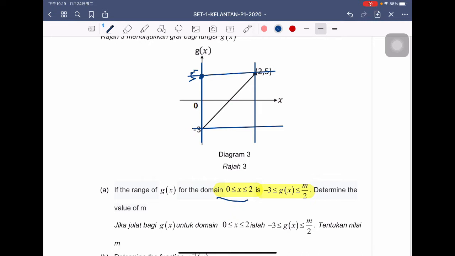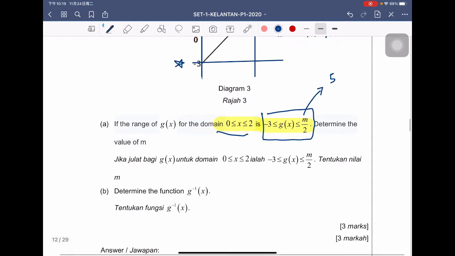So it is mentioned that g(x) will be smaller than m over 2 but greater than -3. So it means what? It's very clear already. The m over 2 here is equal to 5, right? So since m over 2 equals 5, m equals 10.